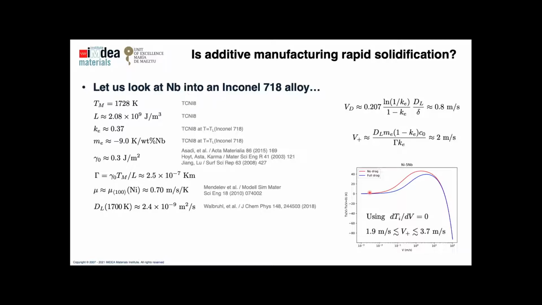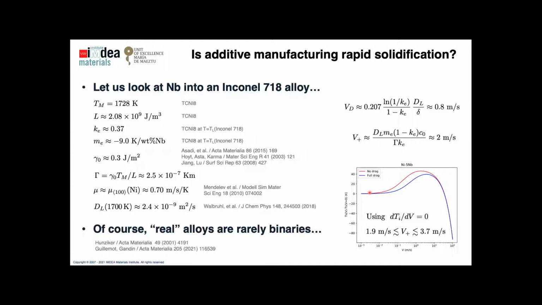So is additive manufacturing rapid solidification? Before I give a half answer to that, of course, what we did here is a binary approximation, back of the envelope calculation, but I think the orders of magnitude still hold. And of course, if you want to have a look at real alloys that are very rarely binaries, you can go have a look, for instance, at those 2 papers that treat this topic of, say, planar destabilization for multi-components. And my answer to is additive manufacturing rapid solidification? Yes, no, perhaps, sometimes.